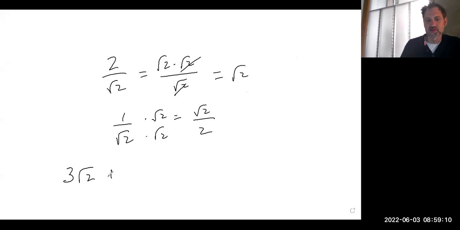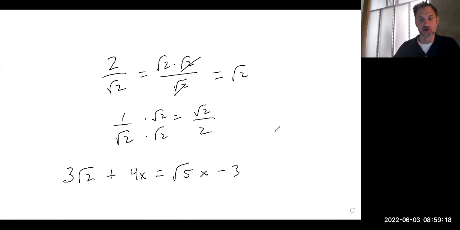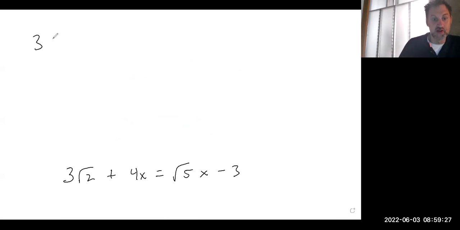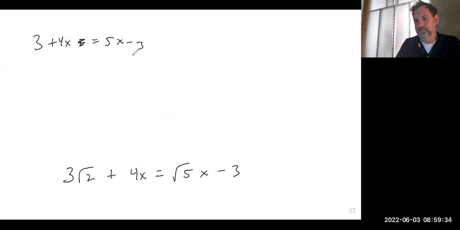Sometimes just the presence of a square root will kind of freak people out, like square root of 5x minus 3. So if I have to solve this problem, the first thing I would say is, well, what if there were no square roots in the problem? What if it was just 3 plus 4x equals 5x minus 3? That's just to get your brain thinking about, what's my process? So I got to get my x's over here, my numbers over here. Okay, so that's not any different just because I have the square roots.